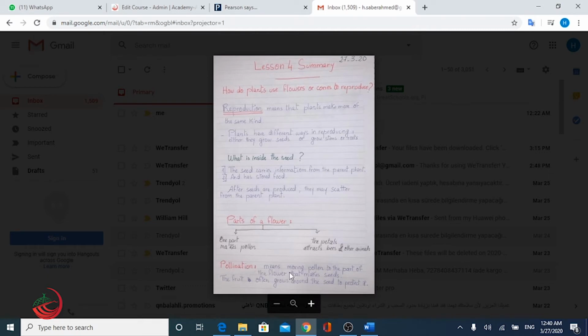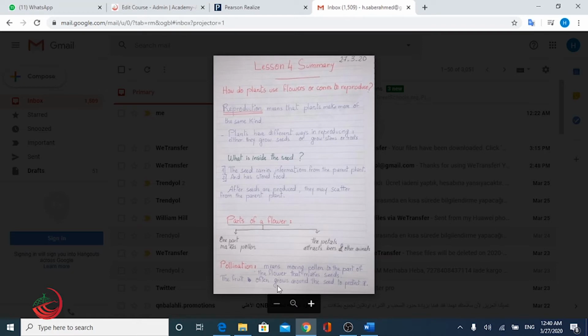Pollination means moving pollen to the part of the flower that makes seeds. We said that there are two parts, okay? One part makes the pollen, the other part receives the pollen. But this process needs bees and other animals to carry the pollen from one side to the other side.